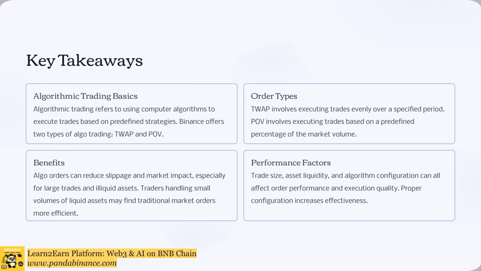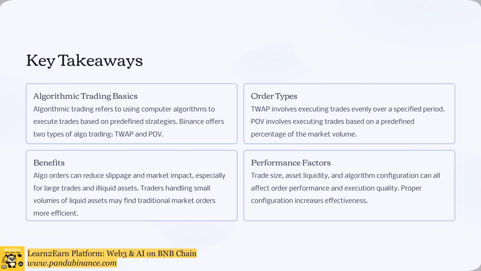Building upon the importance of algorithmic trading, let's examine how it works on Binance. Algorithmic trading utilizes computer programs to automate trades based on predefined rules. Binance provides two primary methods, TWAP and POV. TWAP distributes trades evenly over a set time, reducing market impact by breaking large orders into smaller chunks.